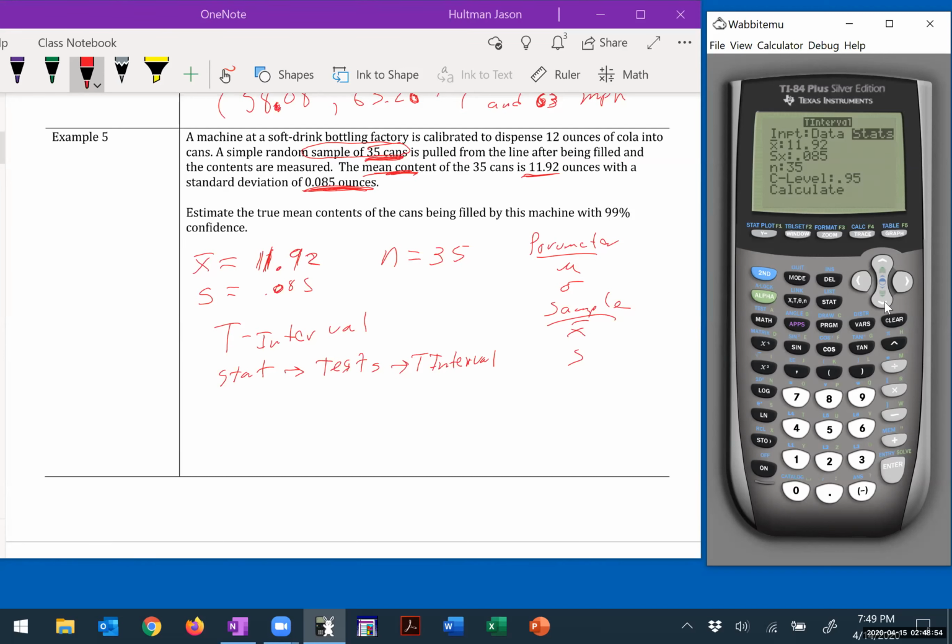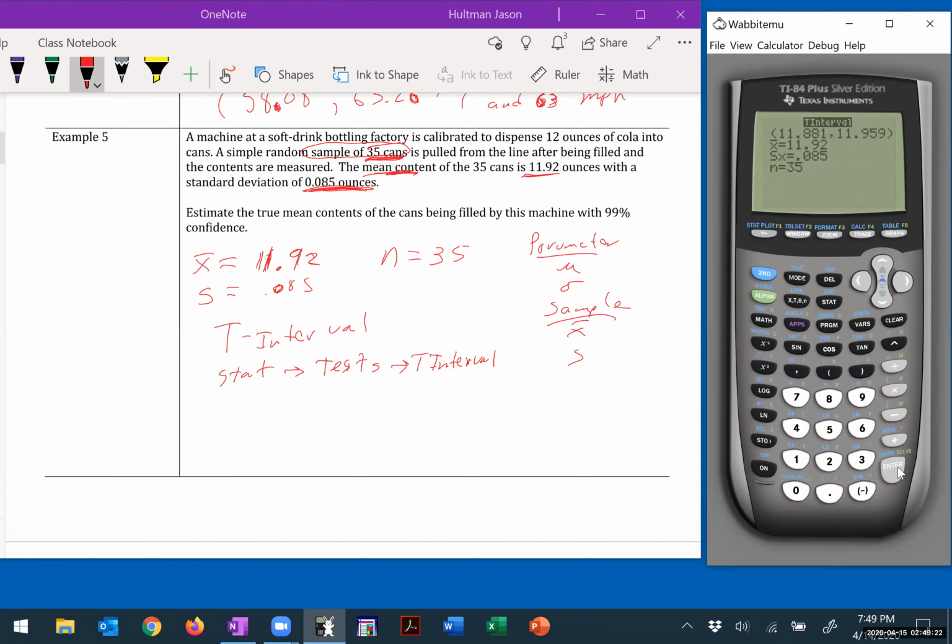Okay, and the confidence level. Now, the confidence level can't go in as a percentage. It has to go in as a decimal. So what is the confidence level? Is it 95%? No, it's 99%, right? It's 99%. So I'm going to enter 0.99, and then I'm going to hit calculate.